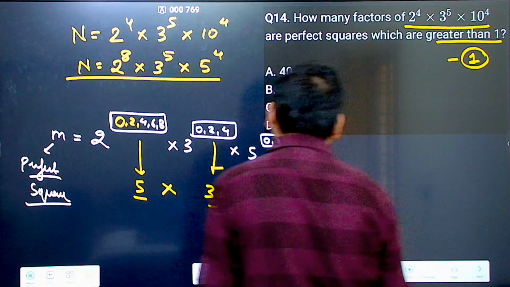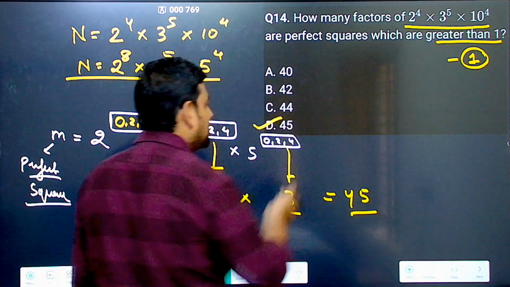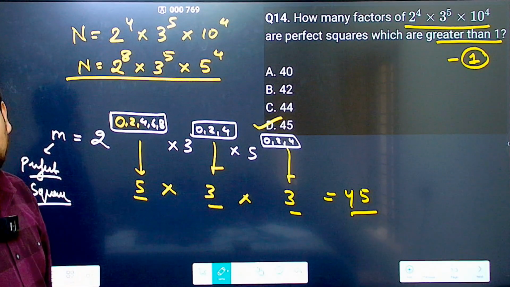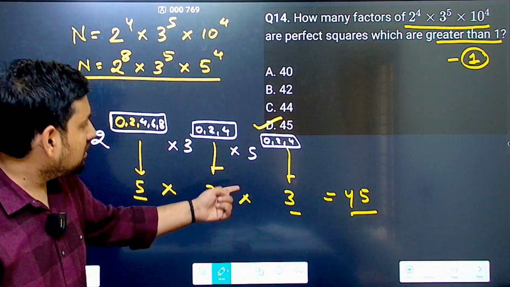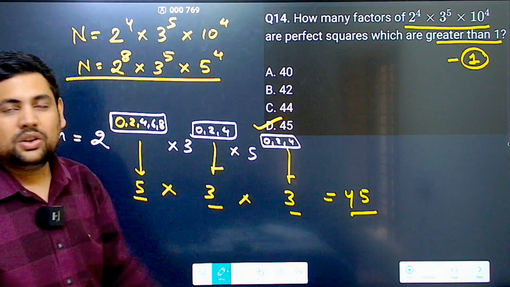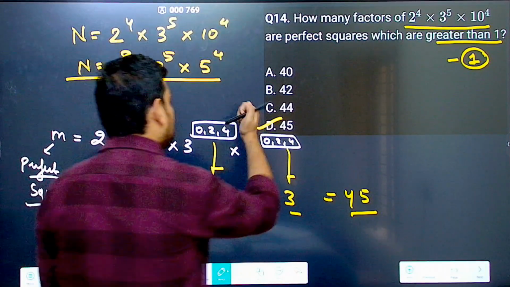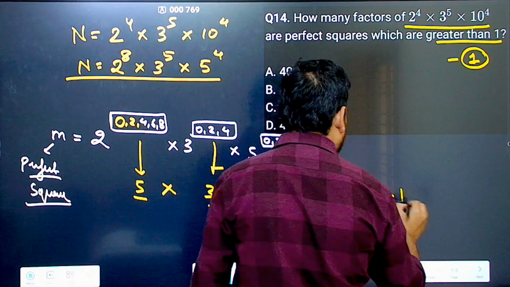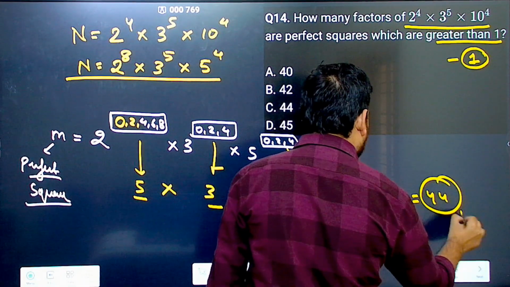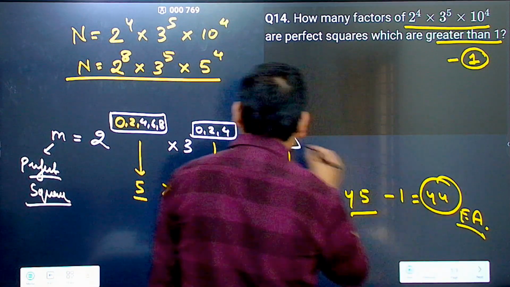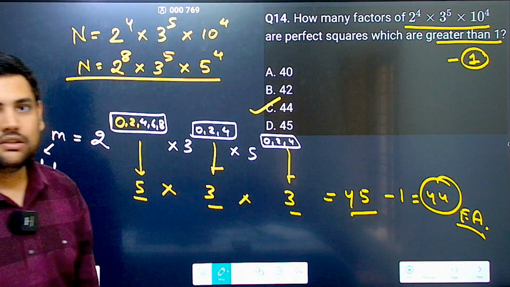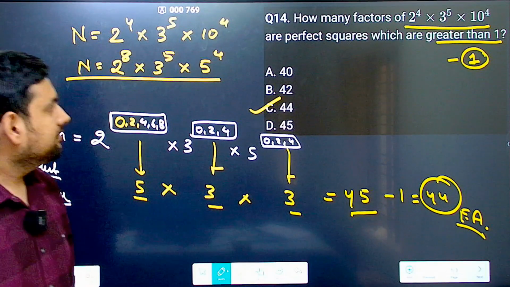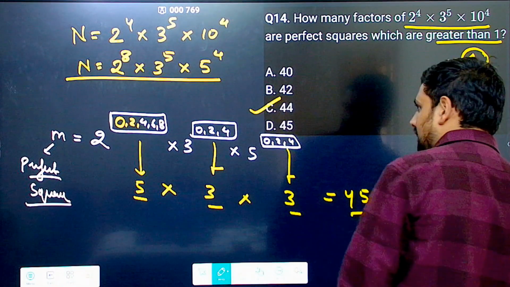Now, don't be in a hurry and take this. 45 would be wrong. Why would it be wrong? Because power 0, power 0, power 0 yields 1, that I have to eliminate. That means 45 minus 1, 44 is the final answer. That is why 45 is also given in one of the options. Okay, then let's do the next one.